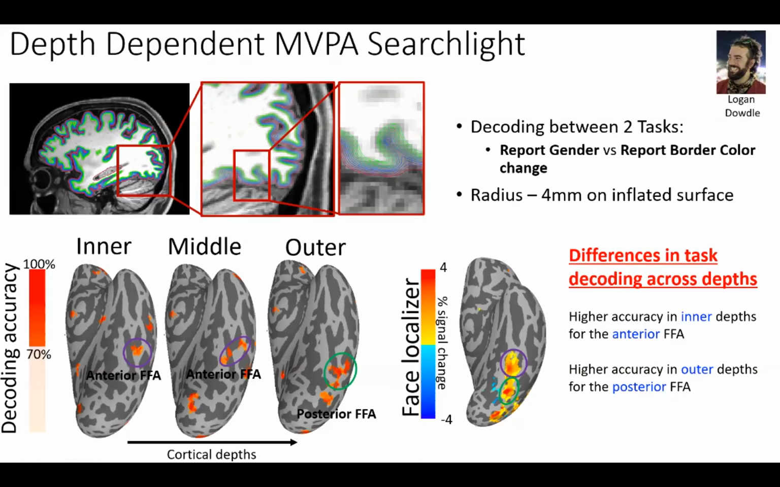And he carried out the same decoding analysis within the region of interest as determined by our face localizer. And actually, the decoding accuracy was below chance. So using searchlights, for example, allows you to look at areas outside the specific region of interest, and it can be a more data-driven approach.